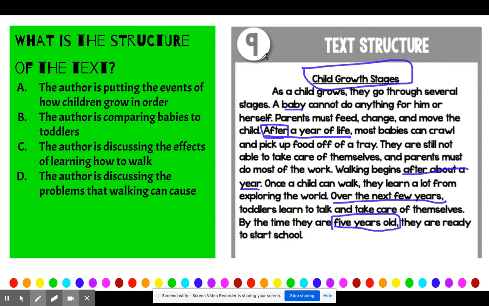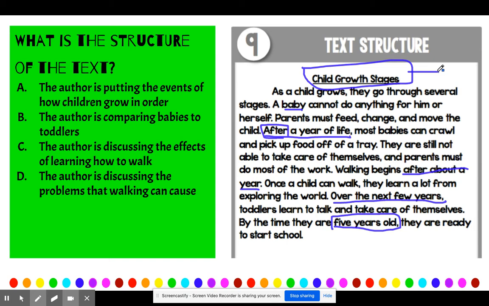So what I have to ask myself now is, okay, what is the author trying to put in order here? If I know it's sequencing, if I see all of these signal words, I'm like, oh, this is definitely sequencing. I've still got to ask myself, what is the author trying to put in order? Well, that's where my title gives me a good hint, okay? But it's basically how a child grows.